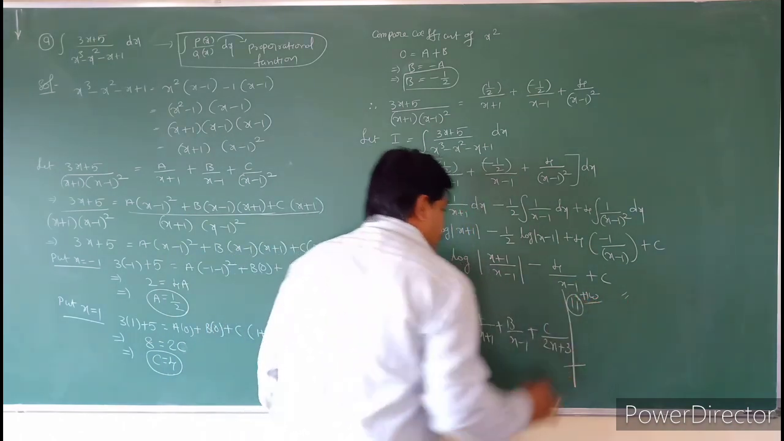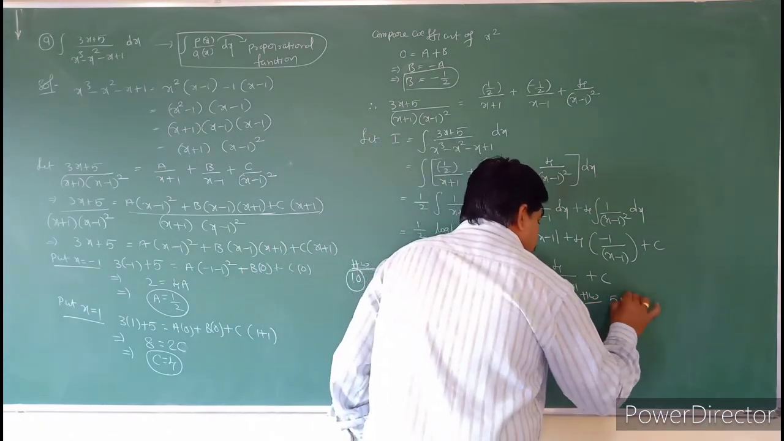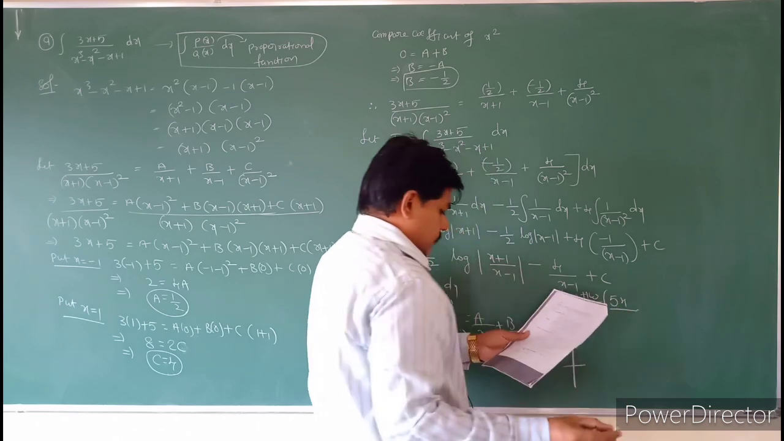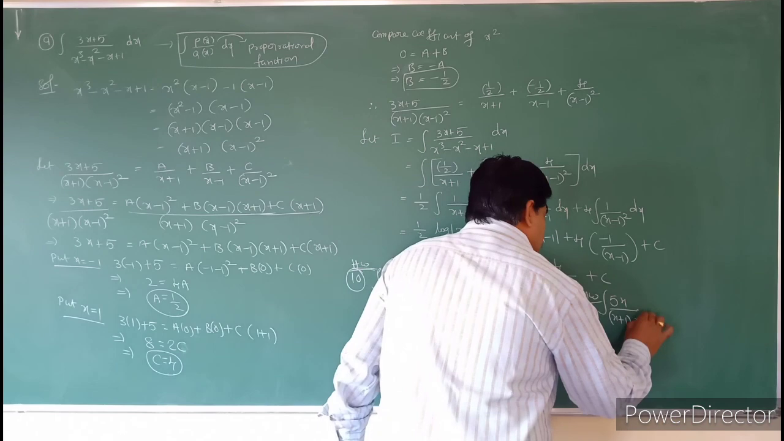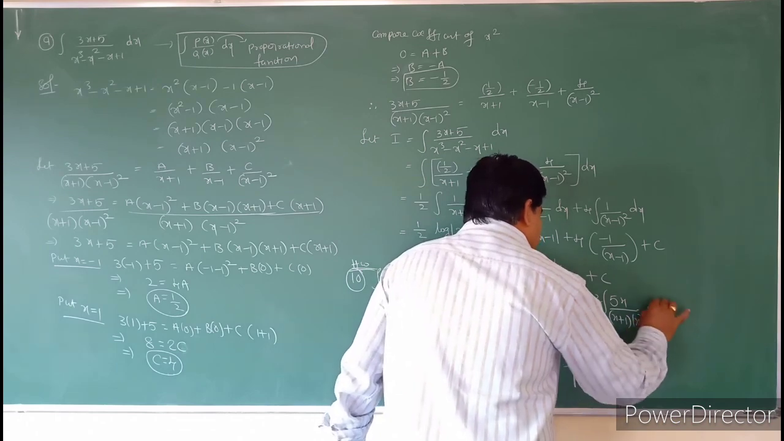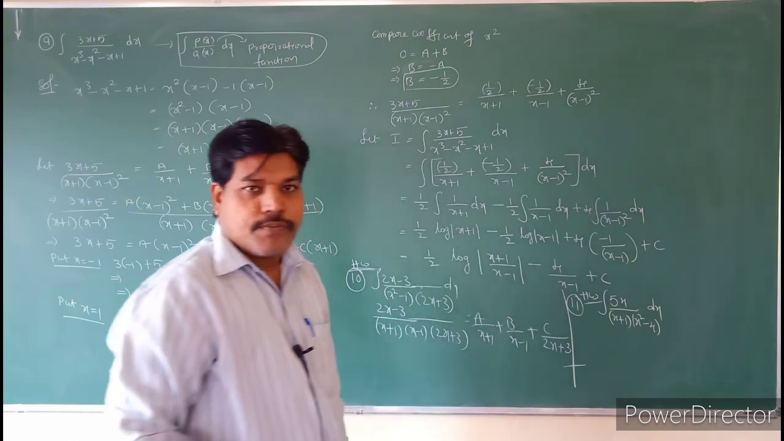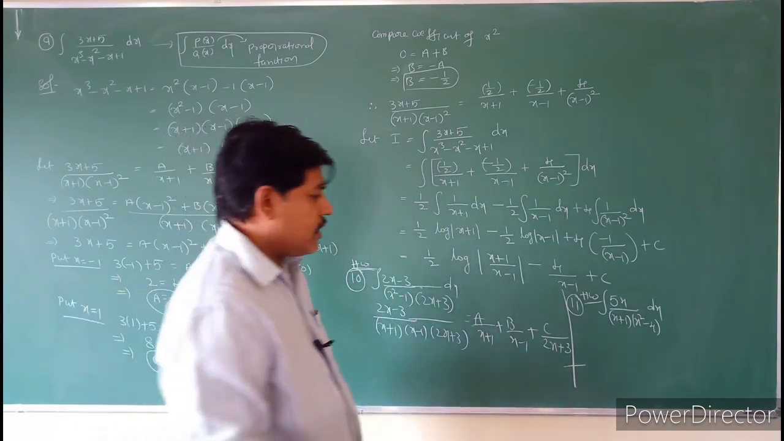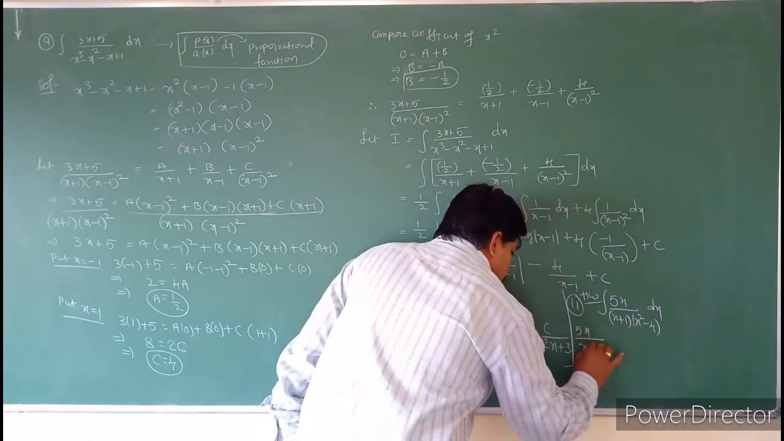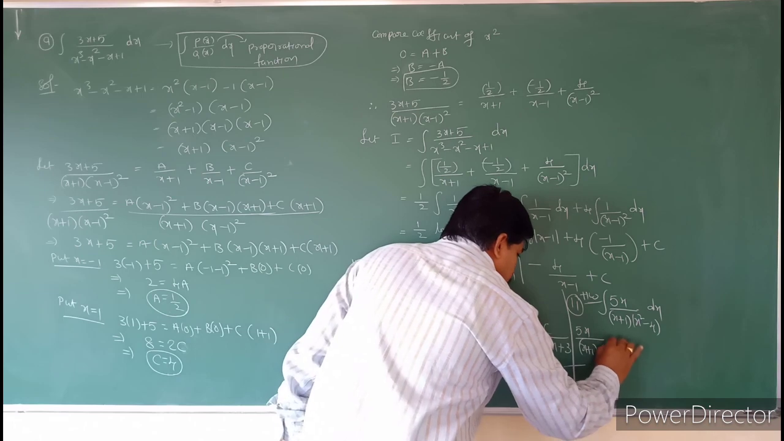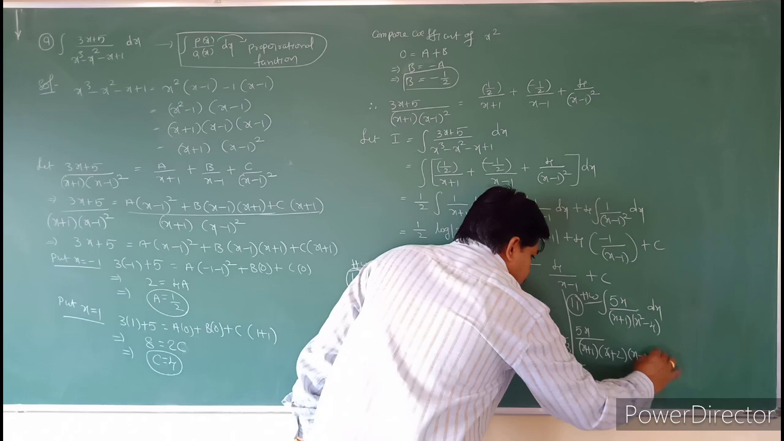So see the question number 11. So what is that? Integral of 5x by x plus 1 into x square minus 4 into dx. So similar problem, you can take that problem also. So how to take that problem? 5x by x plus 1 into x square minus 4, and x square minus 4 you can write as x plus 2 into x minus 2.